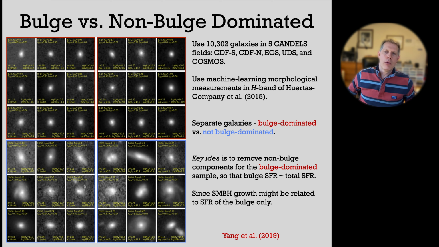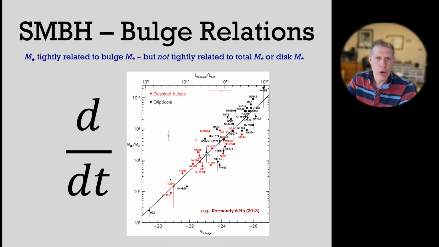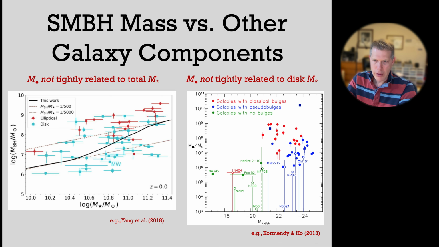Now, why are we doing that? Well, the key idea here is that we are attempting to remove non-bulge components by focusing on the bulge-dominated sample so that the bulge star formation rate is effectively the total star formation rate of the galaxy. Now why is that important? Well, it's because we're not able out at high redshift to, in general, measure just the star-forming properties of galaxy bulges. And so we utilize the measurements of just bulge-dominated systems to effectively remove non-bulge components to galaxies. Why is that important? Well, it's because, as I've said, the supermassive black hole growth appears likely to be related primarily, at least, to the bulge properties rather than to the general galaxy properties.